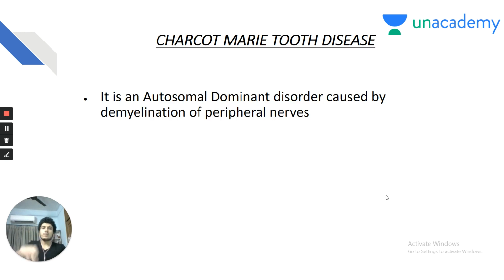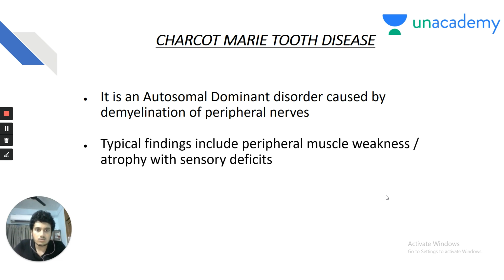Again, Charcot-Marie-Tooth disease. We saw that there's one option pertaining to Charcot-Marie-Tooth disease. It is an autosomal dominant disorder caused by the demyelination of the peripheral nerves. Typical findings include peripheral muscle weakness and atrophy with sensory deficits. So, Charcot-Marie-Tooth disease is an important clinical snippet from the point of view of peripheral muscle weakness and atrophy with sensory deficits.